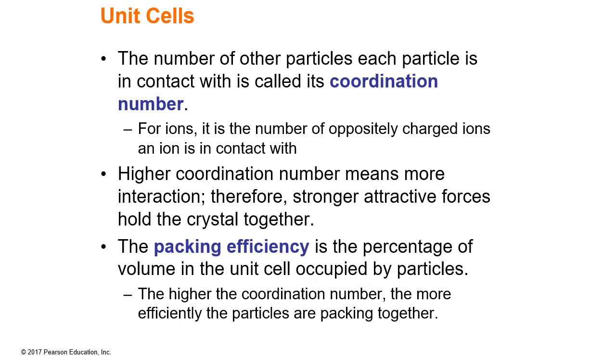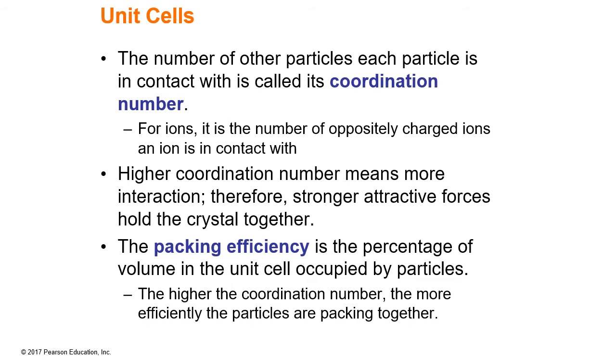Unit cells can have different characteristics. One of those characteristics is the number of particles that each particle in that unit cell is touching. And so if we're talking about ionic compounds, this is the number of oppositely charged ions that it has contact with.